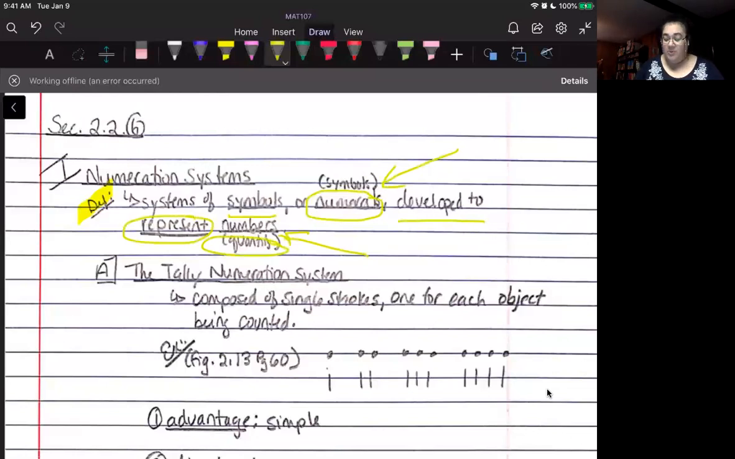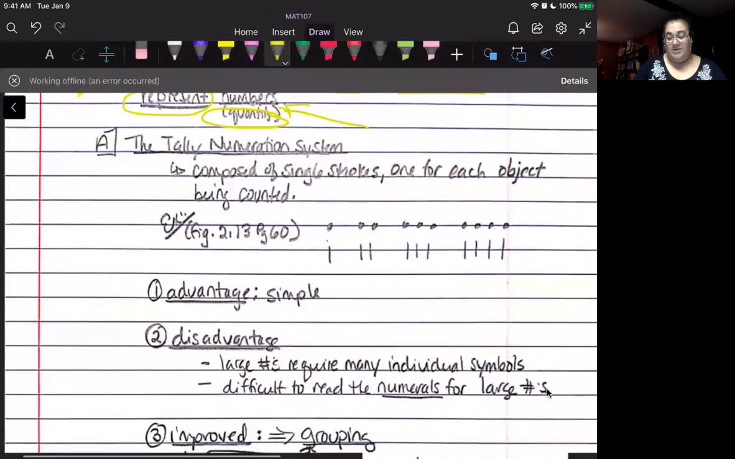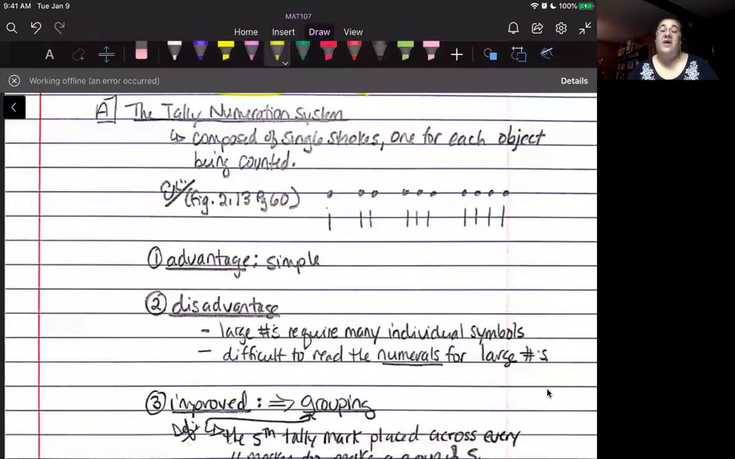And we're going to start with a simple one. We're going to start with the tally system, which you guys are all familiar with. And in fact, when you teach elementary school, this is usually where we start. We teach the tally system as a way of helping to bridge.